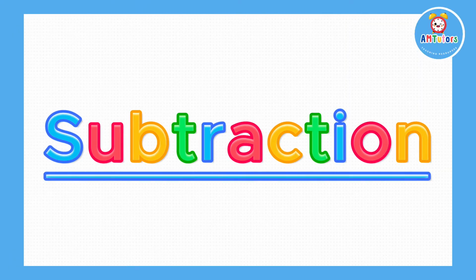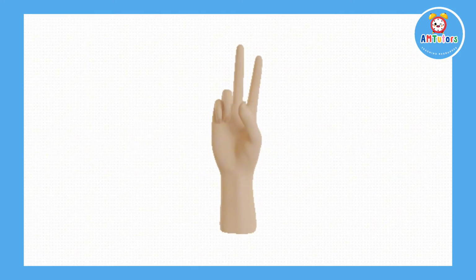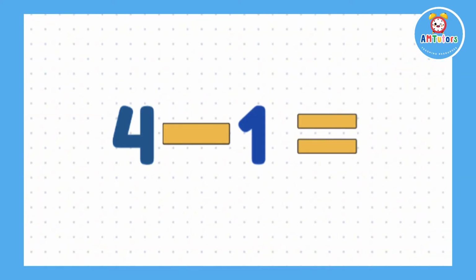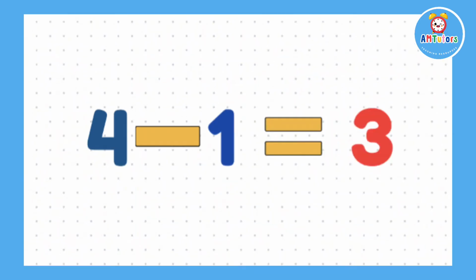Let's begin by warming up our brain with some simple subtraction questions. Remember, you can use your fingers to help you during these. Question number 1. What is 4 take away 1? The answer is 3.